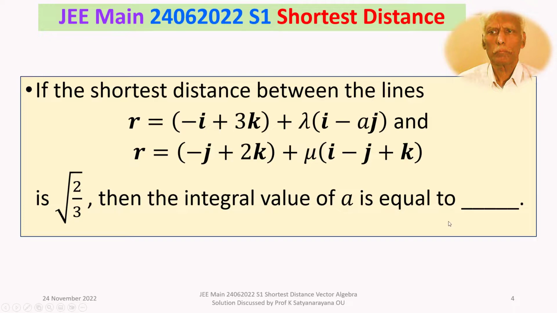So we are given two skew lines, the first one and the second one, and we have to find the value of a when the shortest distance between these two lines is √(2/3). We have to find the integral value of a.